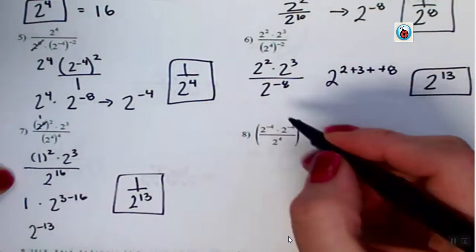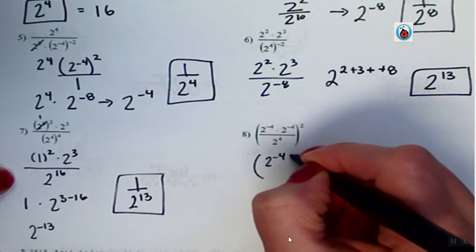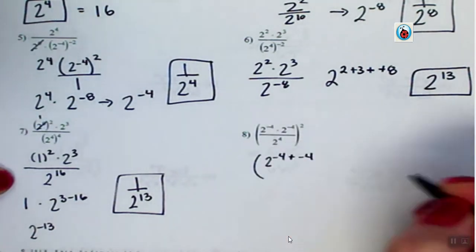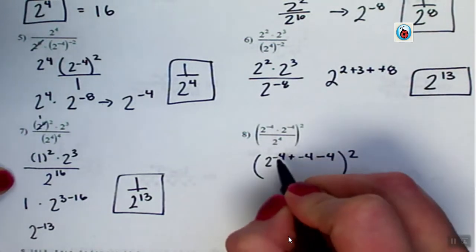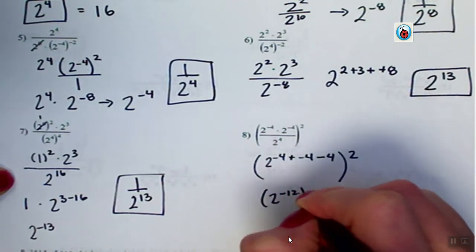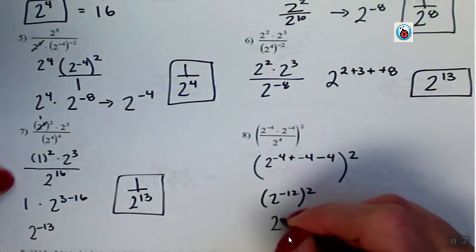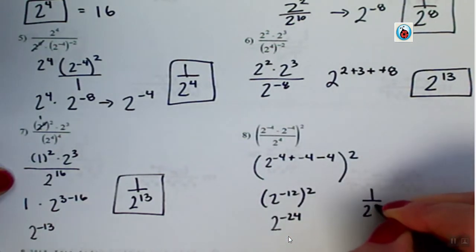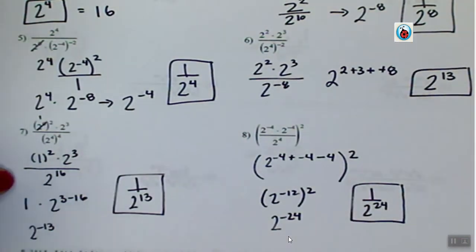Okay, so let's start on the inside here. Negative 4, so multiply means add, divide means subtract. So we actually get 2 to the negative 12. Okay, I'm going to distribute here first, negative 24. Then I'm going to go no negative exponents.